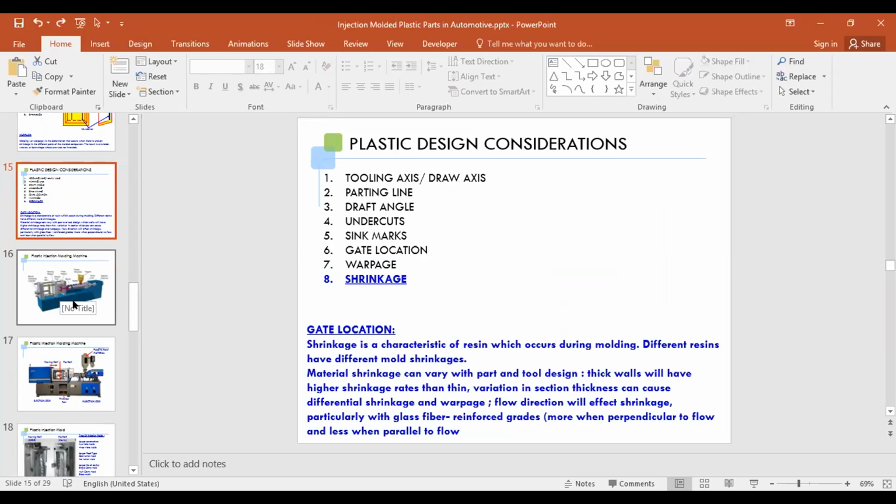plastic materials have a tendency that after solidification, they shrink by some amount. This is always considered in terms of percentage. Like if we want a dimension in the solidified part of 100 mm, then we need to make it bigger in our mold. It will be like 1%, like 101 mm we need to make in the mold. That will come after solidification as 100 mm.